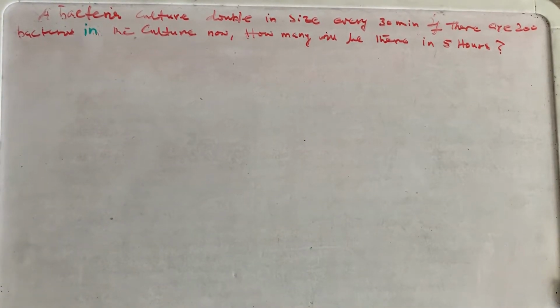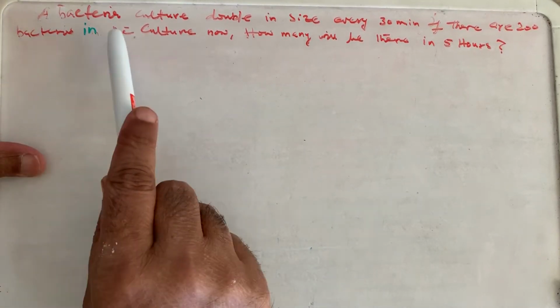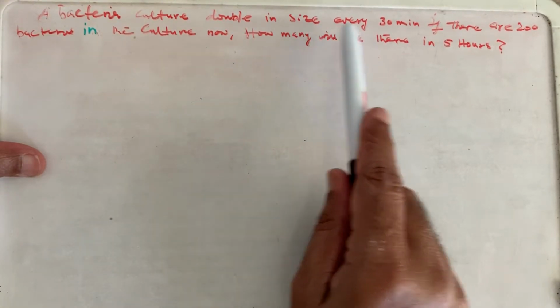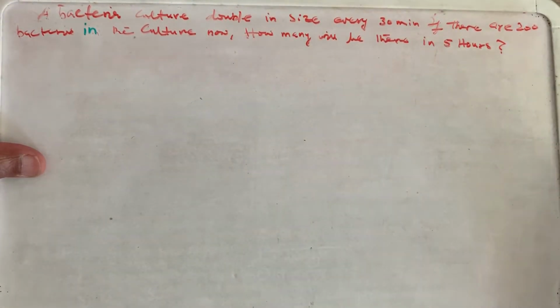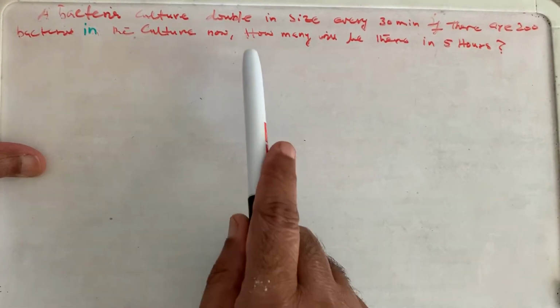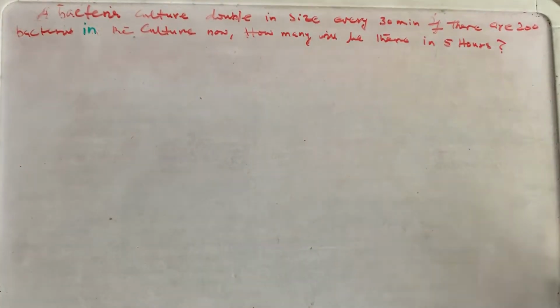One of my 11th graders has sent me this question. A bacteria culture doubles in size every 30 minutes. If there are 200 bacteria in the culture now, how many will there be in 5 hours? So I repeat the question.